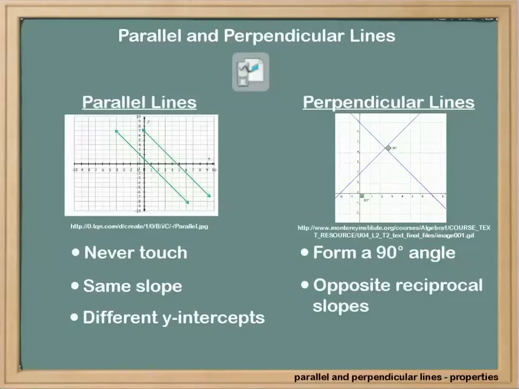Write down the properties below. Now is a good time to hit your pause button and record the following. Remember, parallel lines never touch. They have the same slope, but they must have different y-intercepts. Perpendicular lines form a 90-degree angle, which means that their slopes are opposite reciprocals.